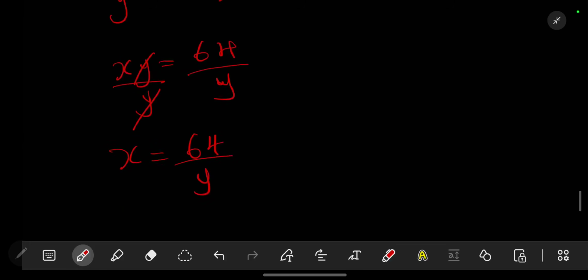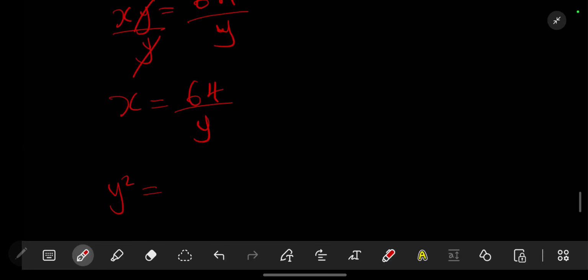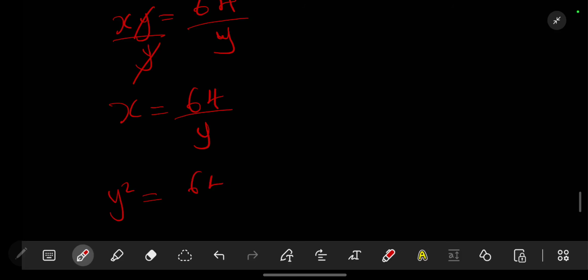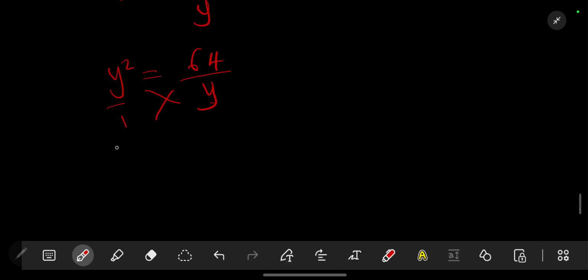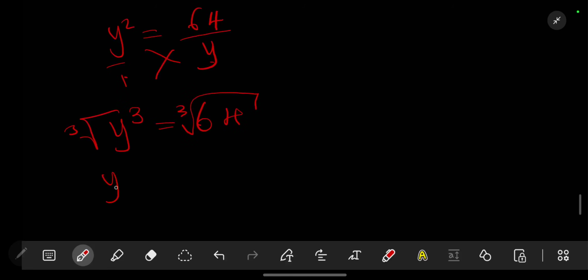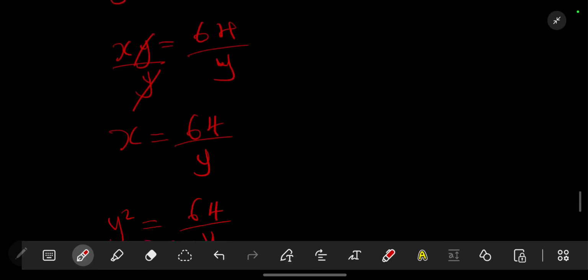So where there is x, you replace this. So this gives us y squared should be equal to 64 over y. So we are going to cross multiply: y times y squared is y to the power of 3, should be equal to 1 times 64, which is 64. Find the cube root. The cube root of 64: one number that when you multiply it 3 times gives you 64 is 4. So 4 times 4 times 4 is equivalent to 64. So the cube root of 64 is 4.